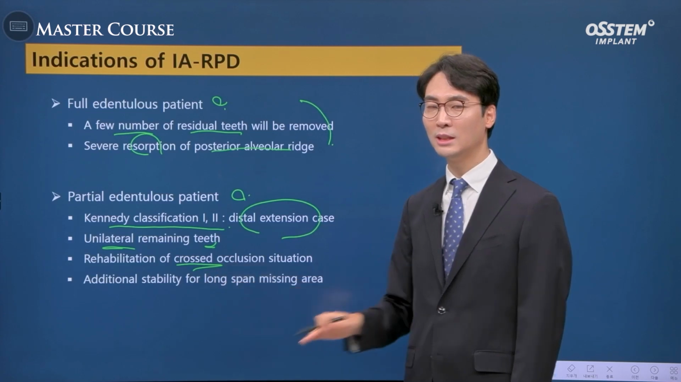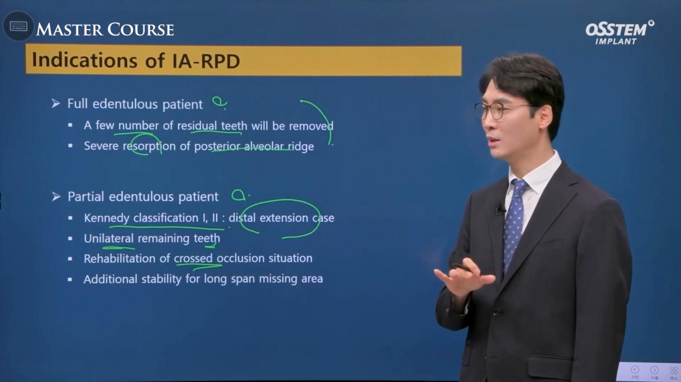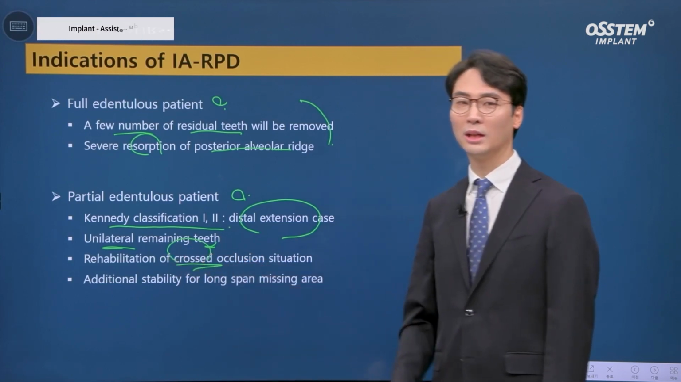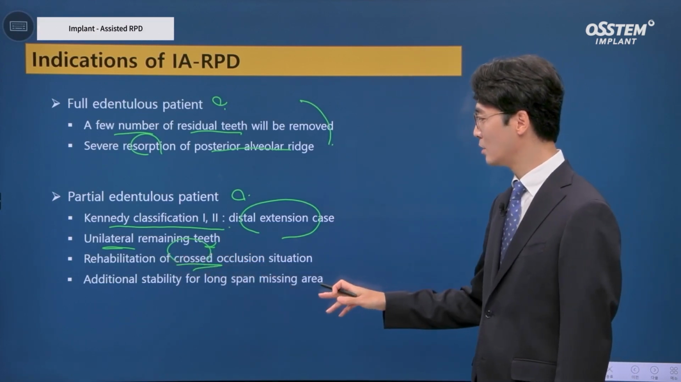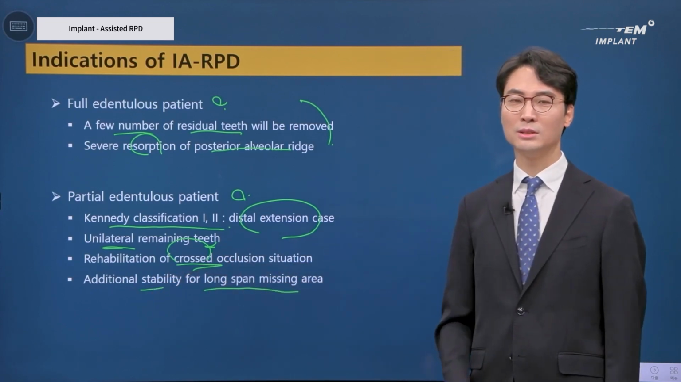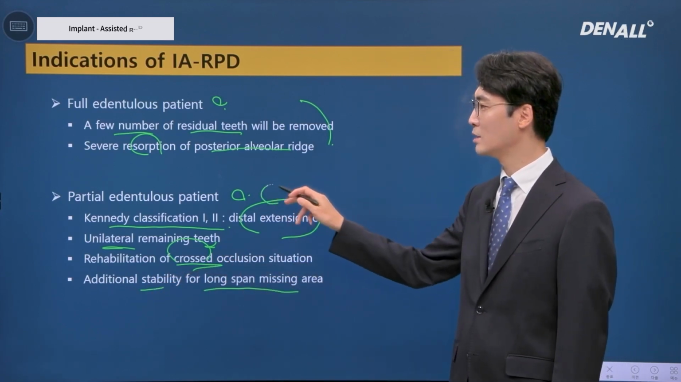IARPD can also be used for rehabilitation of cross-occlusion situations. For instance, the patient may only have right teeth in the upper and left teeth in the lower. It can also be utilized for stability in long span missing cases.